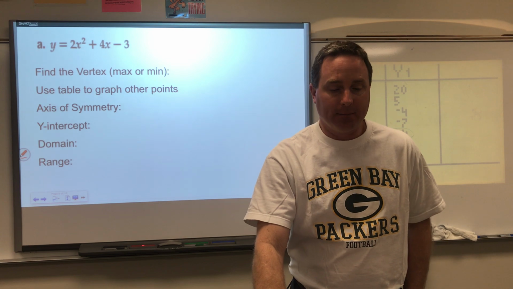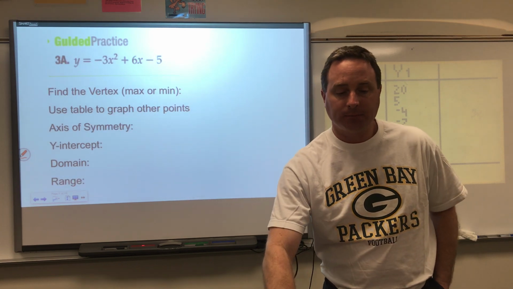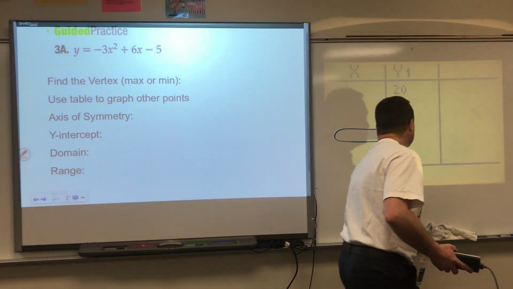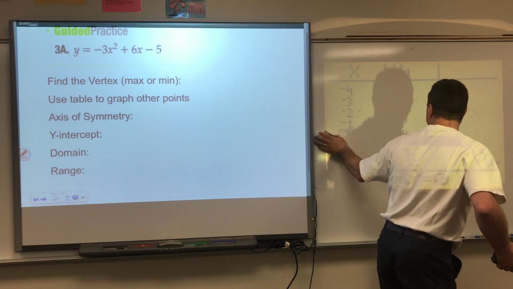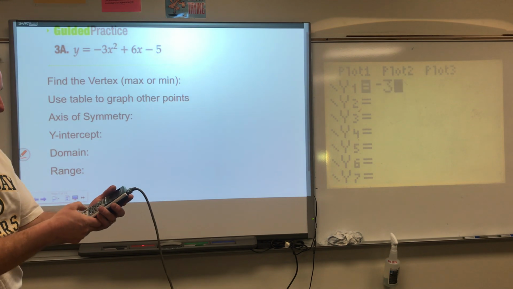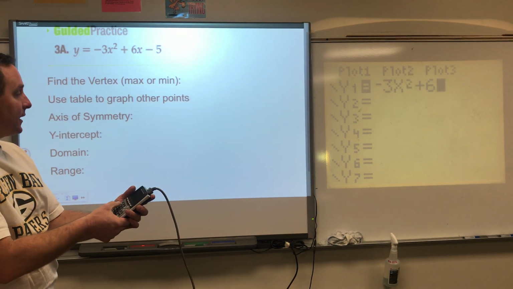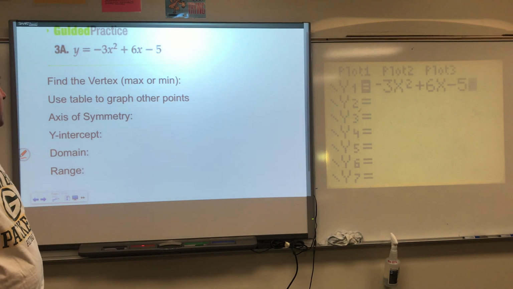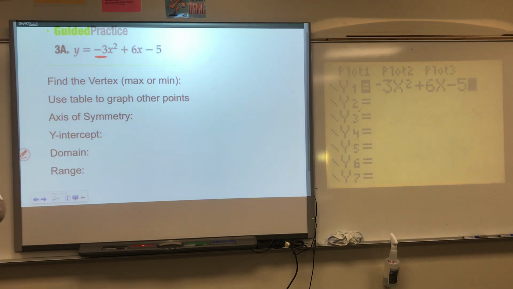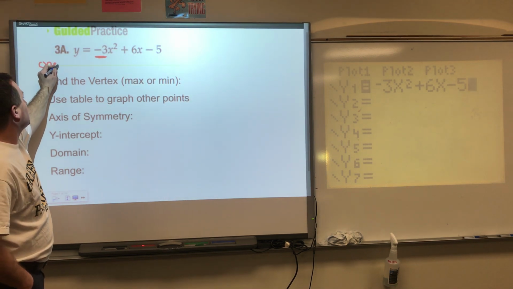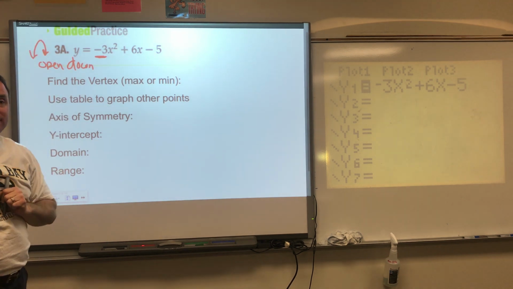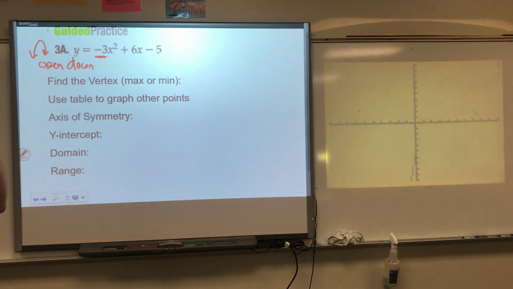Okay, let's try another one here. I'm going to skip ahead to this one. Same type of thing. I'm going to graph it on my calculator, so I'm going to go to Y equals. Let's see what the graph of this one looks like. Y equals -3x squared plus 6x minus 5. And before I do this, if you remember me saying on the last one, if the very first number in front of the x squared is negative, that means it's going to open down. It should be a parabola that goes this way. If I press graph, let's see what it looks like.